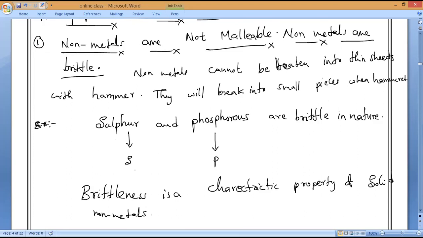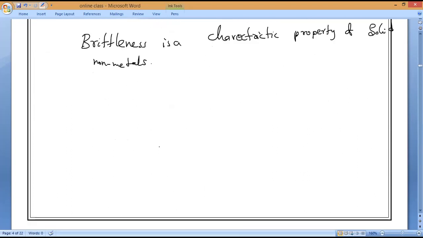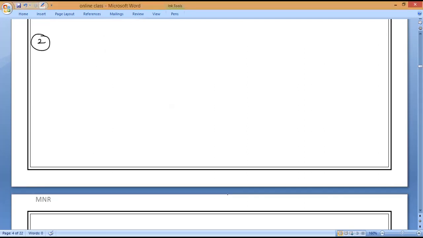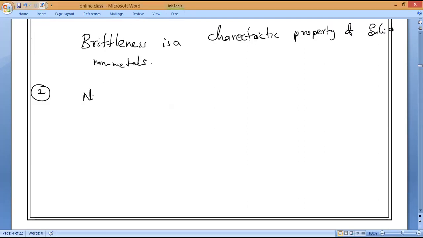Please write it. What is the second property next? You all know that already. They are not malleable. Are they ductile in nature? No, sir. That is the second property. Non-metals are not ductile. Write it, everybody. Non-metals are not ductile.